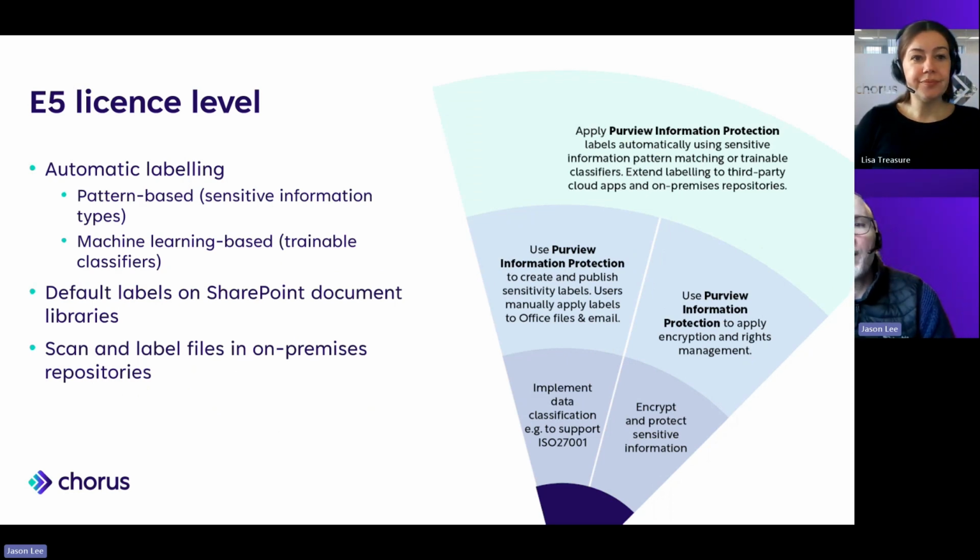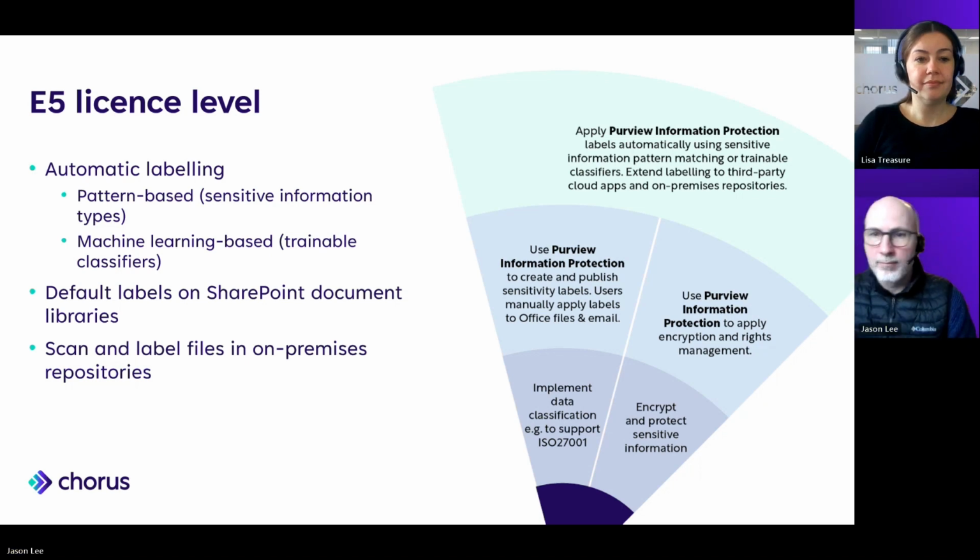At the E5 license level, this brings in automatic labeling. So there are two ways to do this. You can do it with pattern matching approaches. The technical term is sensitive information types. And these are aimed at sensitive information that takes predictable formats. So things like credit card numbers or national insurance numbers, anything that follows a predictable pattern. You've also got machine learning based approaches, so something called trainable classifiers, that are useful for sensitive information in less predictable formats.